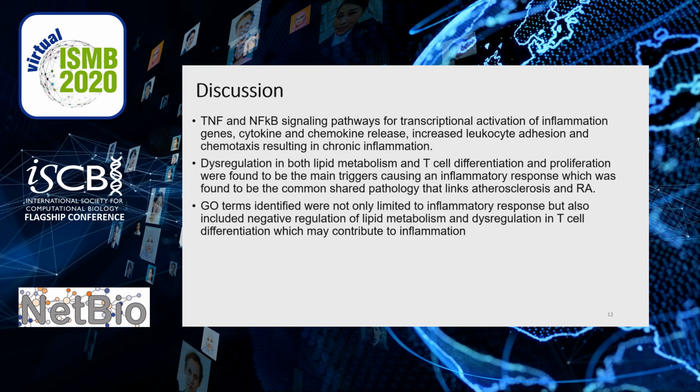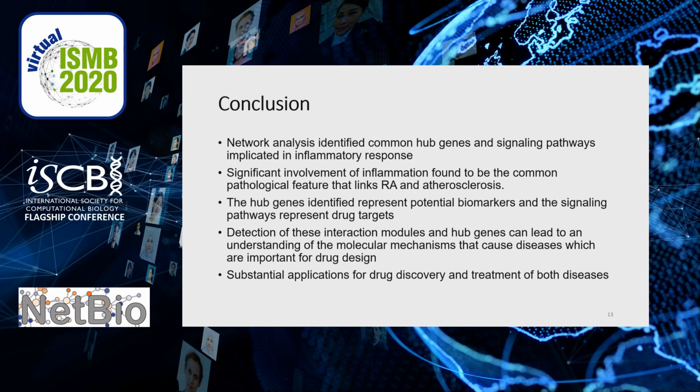In this study, the GO terms were not only involved in inflammatory response, but also the negative regulation of lipid metabolism and dysregulation of T-cell differentiation and proliferation that could lead to autoimmune responses. The significance of inflammatory response could be our main conclusion and the common pathological feature that links both rheumatoid arthritis and atherosclerosis. Hub genes identified could represent potential biomarkers.